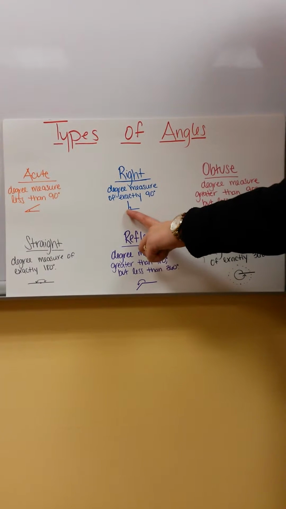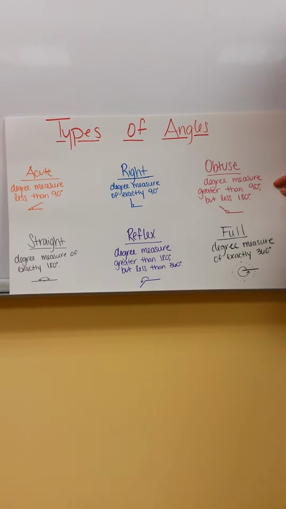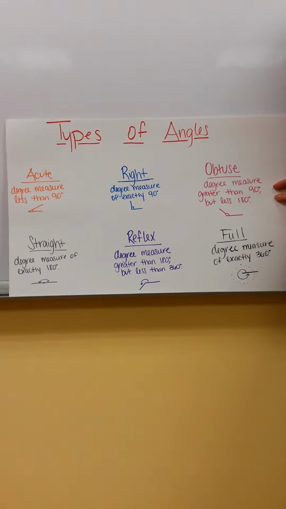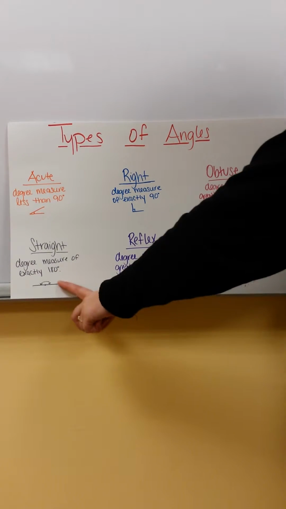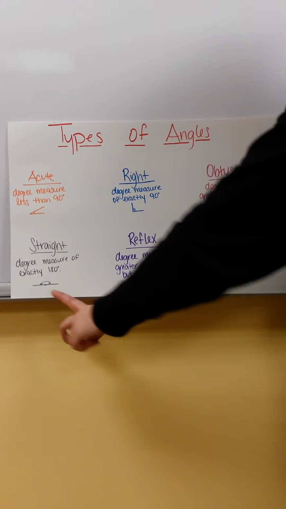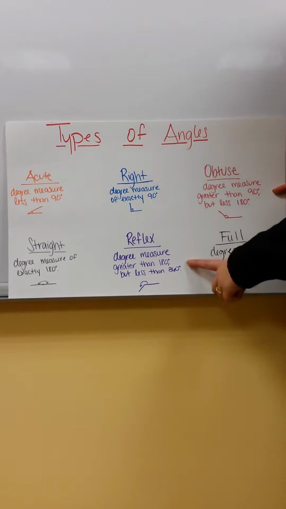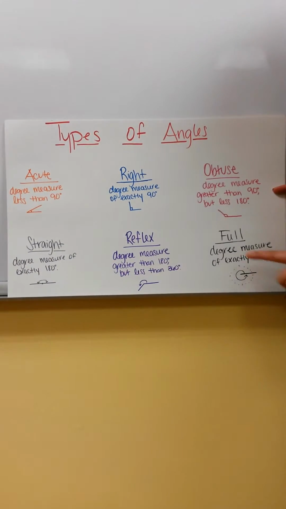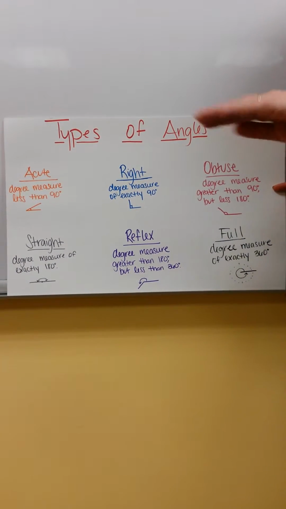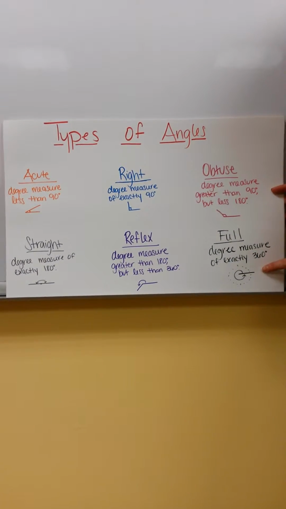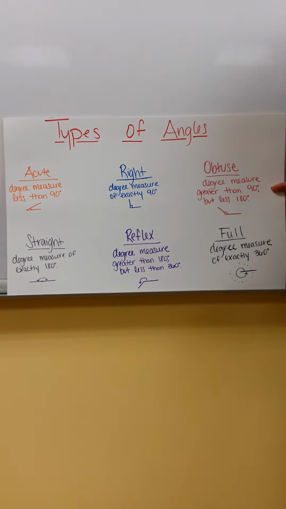And it's always denoted by having the box in the corner. Next is obtuse, and that's any measure greater than 90 but less than 180, because once you get to exactly 180, you get a straight angle, which is also a straight line. The next is reflex, and that's anything greater than 180 but less than 360. That's because 180 is a straight line, but 360 is going to be a circle, as we say here. So reflex is going to be anything in between the two.